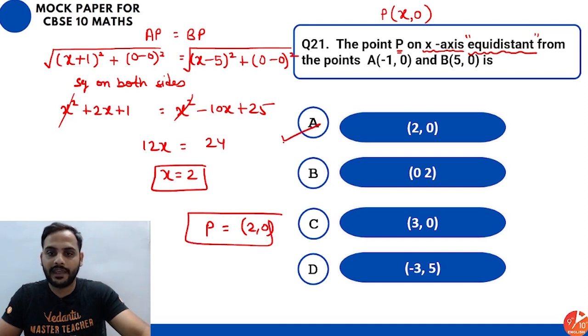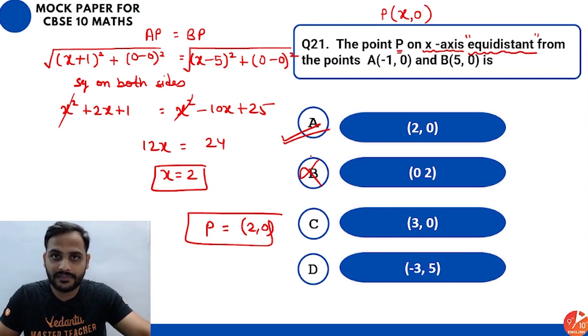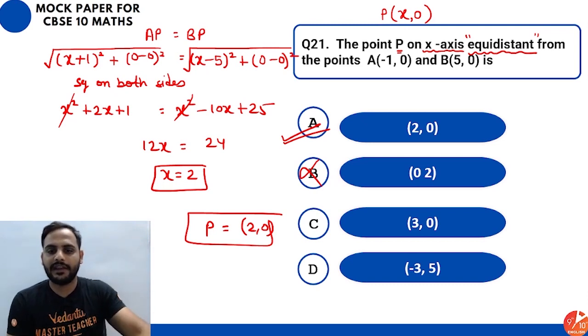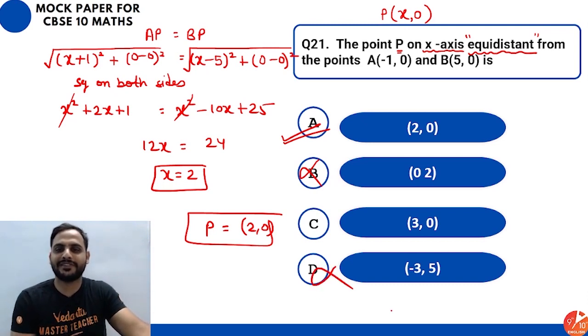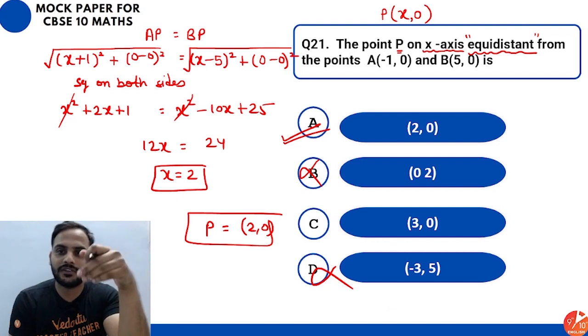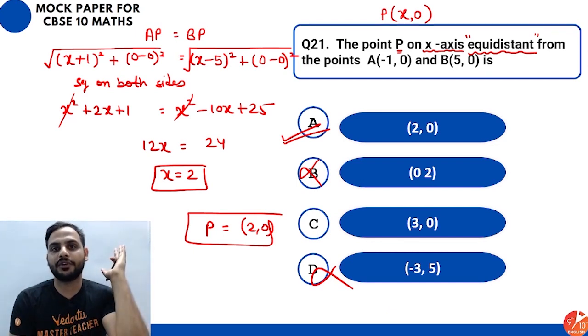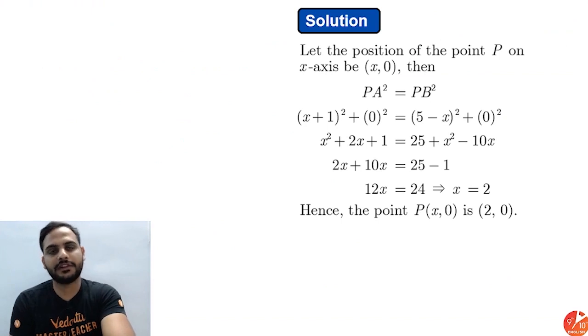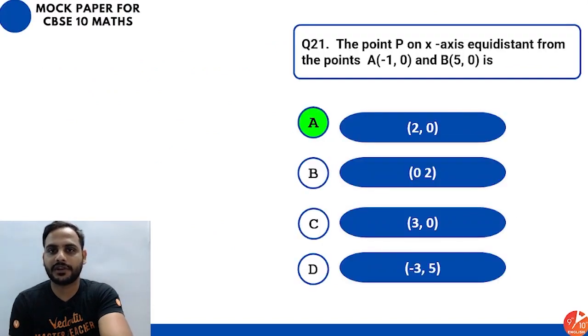Since it is on the x-axis, B will not be the correct answer. B is a point on the y-axis, so B is not the correct answer. And D is definitely not on the x-axis, so D also should not be your answer. This way you can eliminate some of the options, the wrong options which are definitely not correct, so that your answer will be correct at the end.